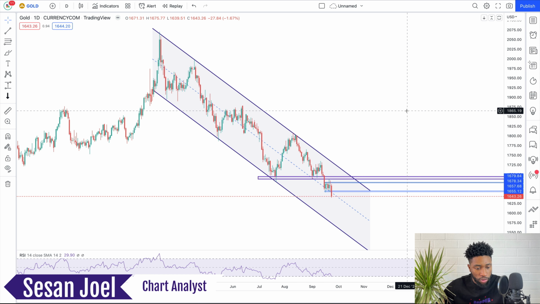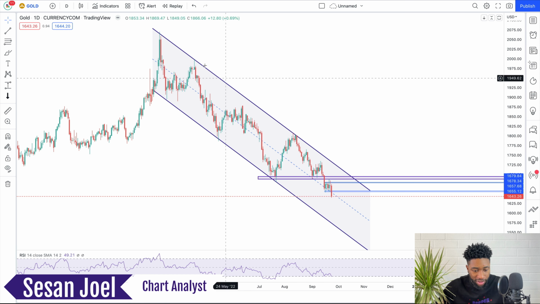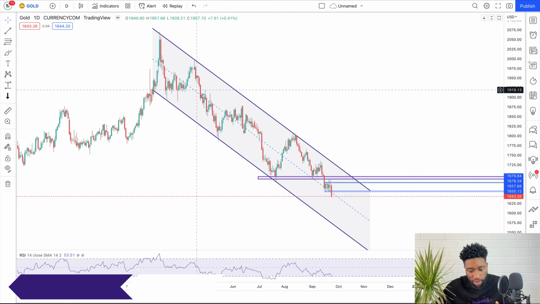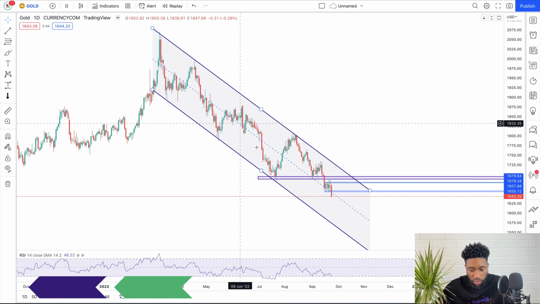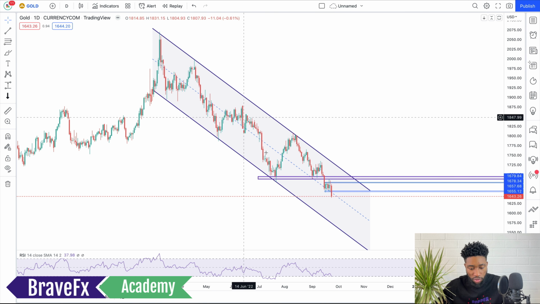So we'll be starting with gold. This is a gold chart on a daily time frame. As you can see, we've got this nice bearish trend within this channel. This is a descending channel, and we've got the price action of gold slowly grinding downwards.